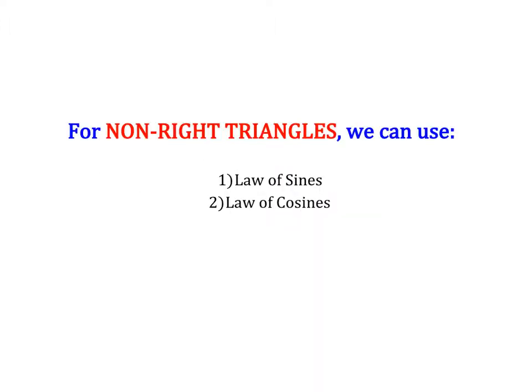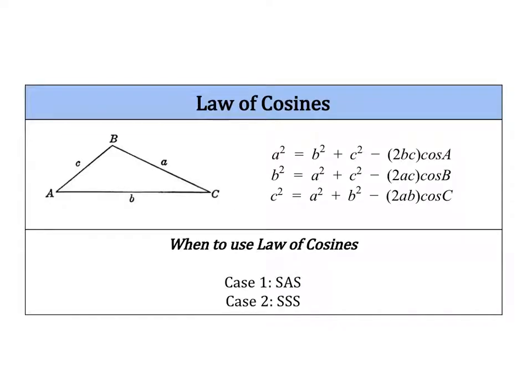However, you need to remember that if our triangle is not a right triangle, we cannot use any of those methods. So for non-right triangles, we have two options in terms of trigonometry. We have the law of sines and the law of cosines. So today we're just going to focus on the law of cosines. The law of cosines states in triangle ABC, where side A is opposite angle A, side B is opposite angle B, and side C is opposite angle C, these three statements are true.